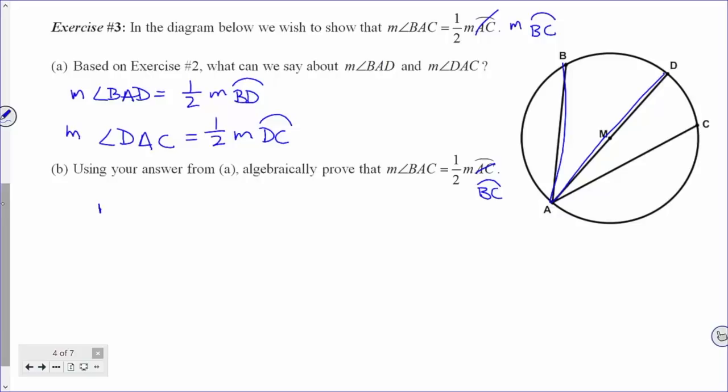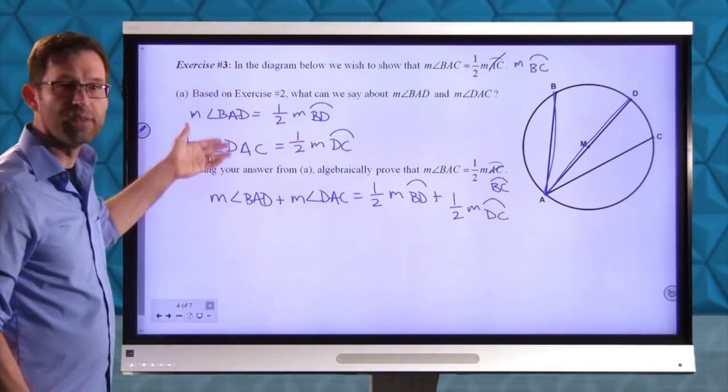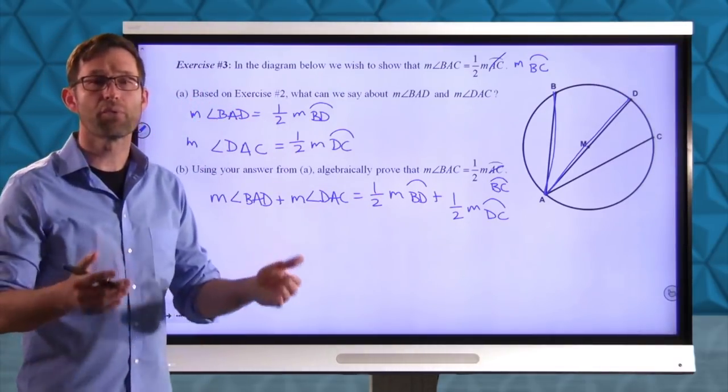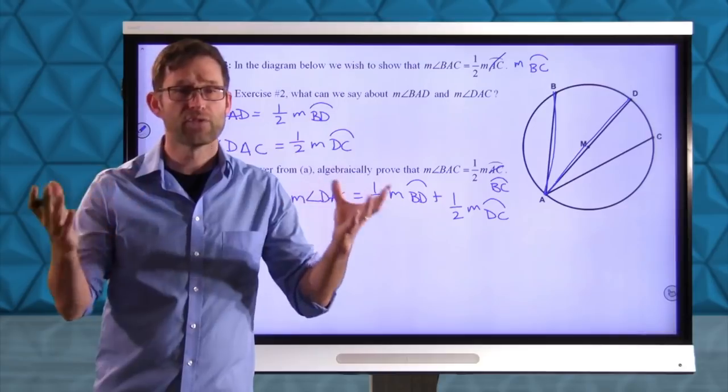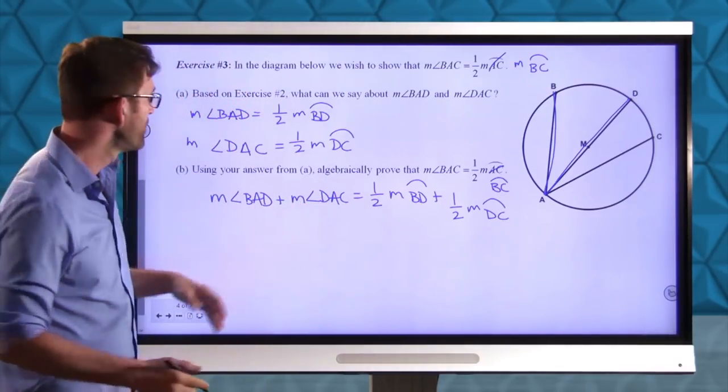We can say, using the addition property of equality, that the measure of angle BAD plus the measure of angle DAC is equal to 1/2 the measure of arc BD plus 1/2 the measure of arc DC. Okay, so all I did was add these two equations together. That's called the addition property of equality. Okay, you can add two true equations together anytime you want and get another true equation.